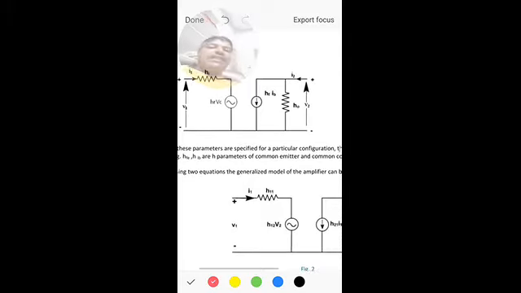So now we have represented the H parameter model of a CE transistor. By considering the properties of the transistor and input and output currents, this is the H parameter model of the transistor in CE configuration.